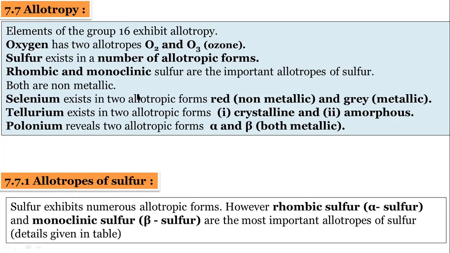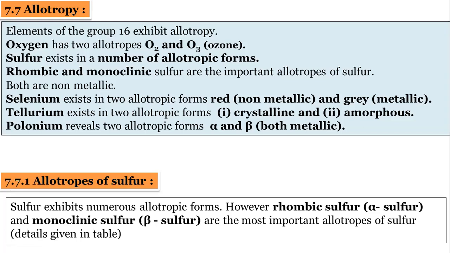Then selenium exists in two allotropic forms. The first one is red, which is non-metallic, and gray is metallic. Then tellurium also exists in two allotropic forms. The first one is crystalline, and the second one is amorphous. Polonium also exists in two allotropic forms, alpha and beta. Both are metallic. A question is asked for the board examination for 1 mark: explain the different allotropes of group 16 elements.